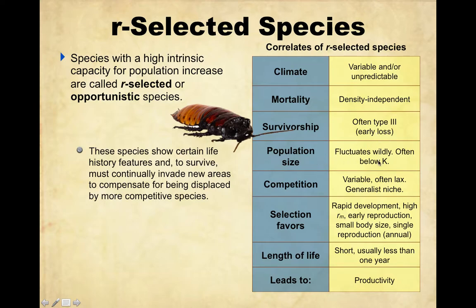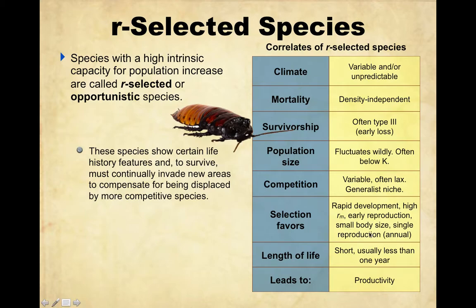Their population sizes fluctuate wildly, often below carrying capacity, because if they overshoot, they tend to collapse. Their competition isn't too great because they're such generalists. And again, characteristics about them: they have rapid development, high reproductive rates and mortality. Early reproduction, meaning as soon as they're of reproductive ability, they start reproducing.